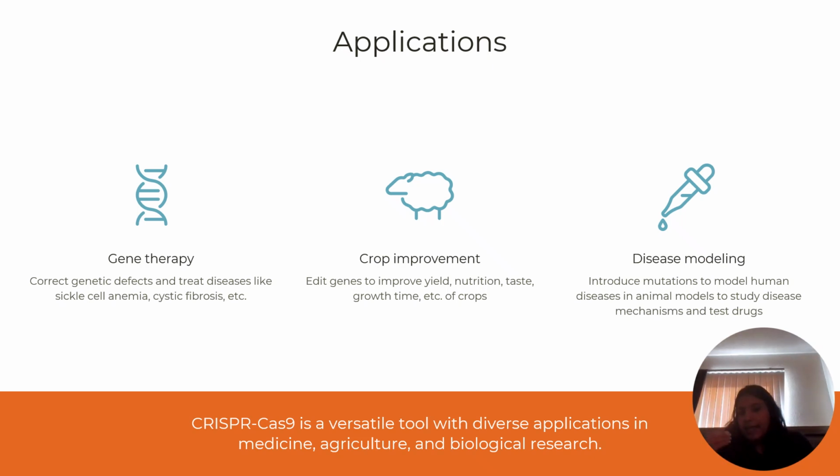So it can help us introduce different mutations, or correct mutations to fix the non-working gene, for example. So we can use it to test drugs. We can use it to test on animals in many ways where we don't harm anyone or anything. CRISPR-Cas9 is actually a diverse tool. It can do many things. For instance, medicine, agriculture, and biological research are just the three main points I decided to bring up.